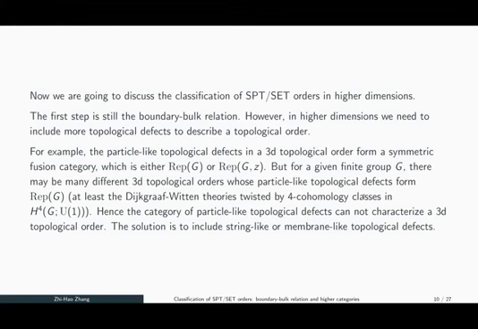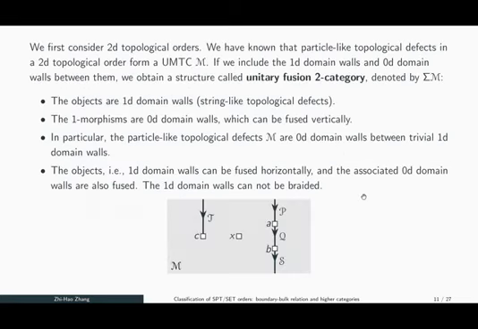The solution is to include more, they may be string-like or membrane-like topological defects. So first we'll consider a 2D case. We know the particle-like topological defects in a 2D topological order form a unitary modular tensor category, denoted by M. Now we try to include 1D domains or 0D domains between them. So we obtain a very large mathematical structure. It is called the unitary fusion 2-category, and we denote it by ΣM.